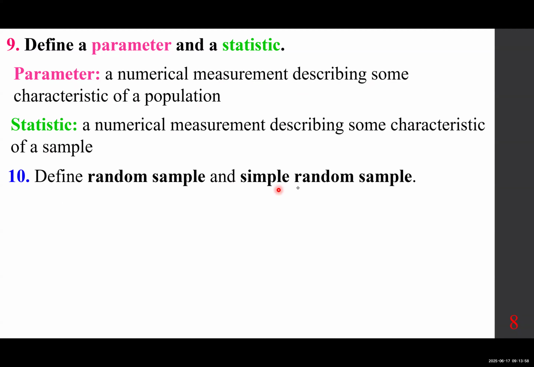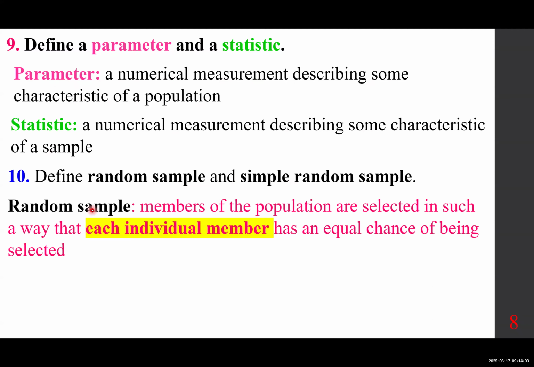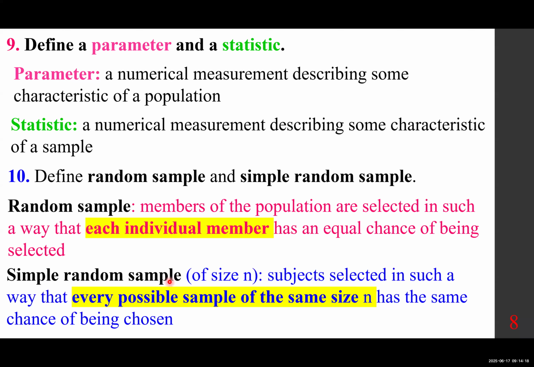Define random sample and simple random sample. Random sample: members of the population are selected in such a way that each individual member has an equal chance of being selected. Simple random sampling, sometimes they call them SRS, of size n: subjects selected in such a way that every possible sample of the same size n has the same chance of being chosen.